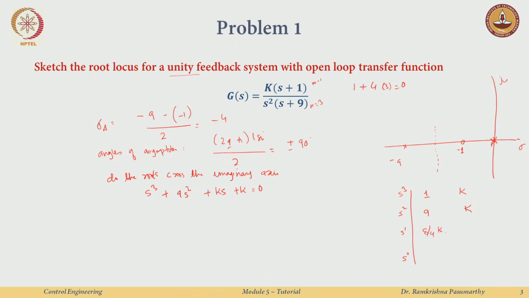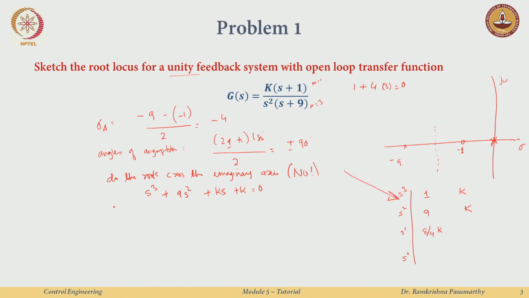So for what values of K does this go to 0? K equal to 0, this goes to 0, but if I substitute K equal to 0 over here, I see that there is no other point apart from the origin where the root locus actually meets the j omega axis. So do the roots cross the imaginary axis? The answer is no, and it is obvious from this table here.